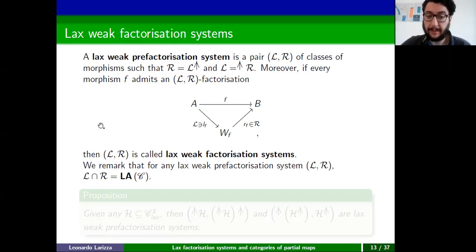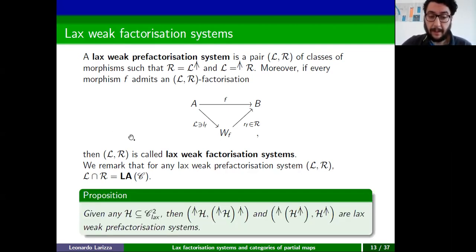I'll quickly remark that for any Lax-Wick pre-factorization system, the intersection between the two classes of morphisms is actually given by left adjoint morphisms of C, and this is clear by the last proposition that I have stated. Moreover, analogously to the traditional case, we can complement a class of morphisms in C2 Lax two times, obtaining the complement and the double complement, and this gives rise as well to two Lax-Wick pre-factorization systems.